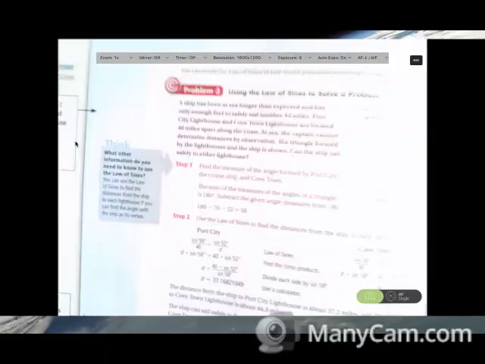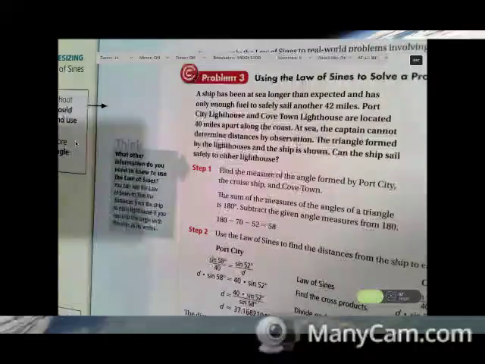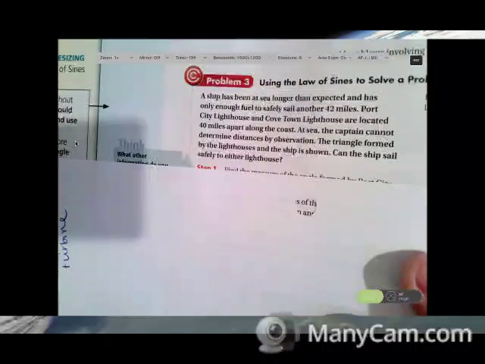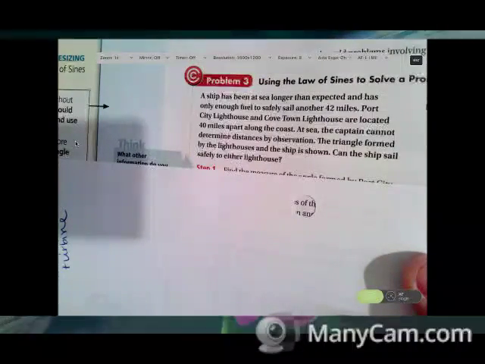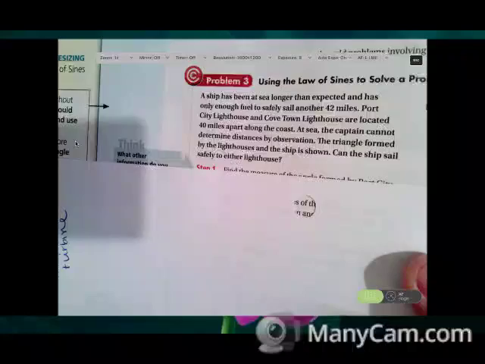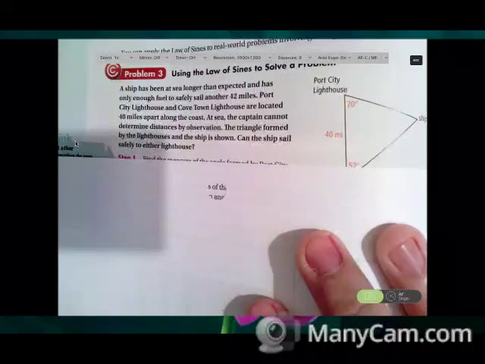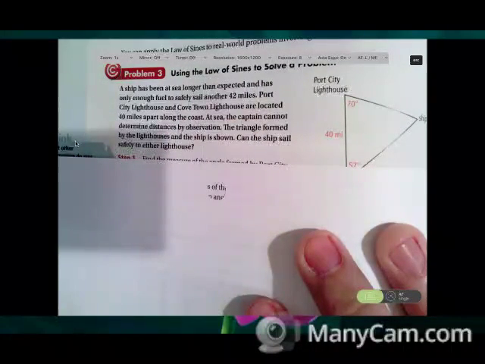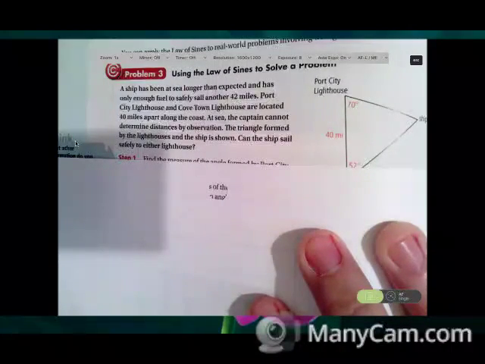All right, problem 3. This one's a little lengthy. A ship has been at sea longer than expected and has only enough fuel to safely sail another 42 miles. Port Lighthouse and Covetown Lighthouse are located 40 miles apart along the coast. At sea, the captain cannot determine the distances by observation. The triangle formed by the lighthouses and the ship is shown. Can the ship sail safely to either lighthouse?